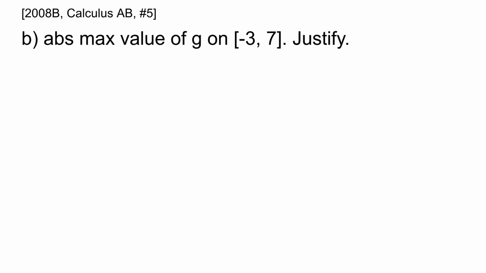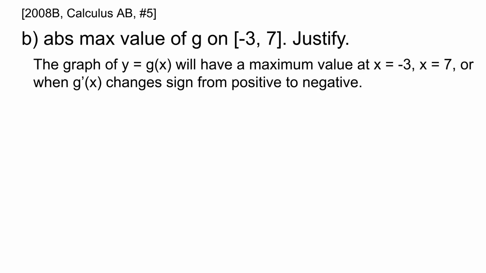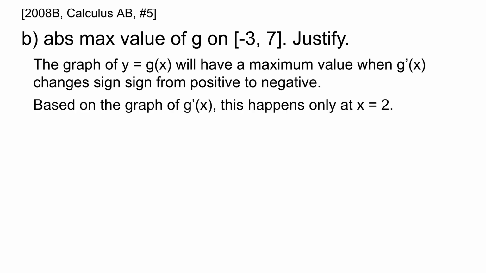In part B of this question, we are asked to find the absolute maximum value of the function g on the closed interval from -3 to 7, and to provide justification. The graph of y equals g of x will have a maximum value either at x equals -3, x equals 7, or somewhere where g prime of x changes sign from positive to negative. Based on the provided graph of g prime of x, this happens only at x equals 2.